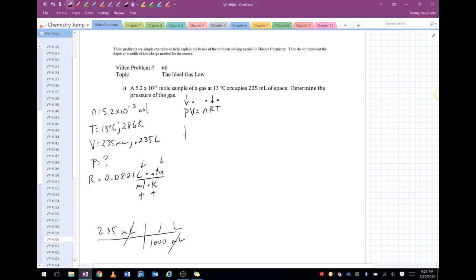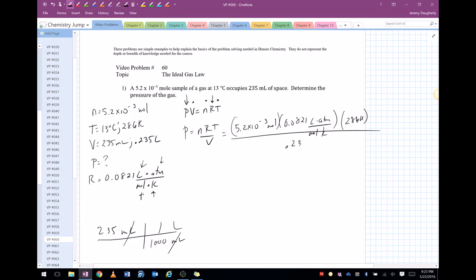I'm solving for P, so it's going to be P is equal to nRT over V. The n is 5.2 times 10 to the negative third moles. Right. The R is 0.0821, that's liter atmosphere per mole Kelvin. The T is 286 Kelvin. And then divide the whole thing by that volume, which we figured out was 0.235 liters.